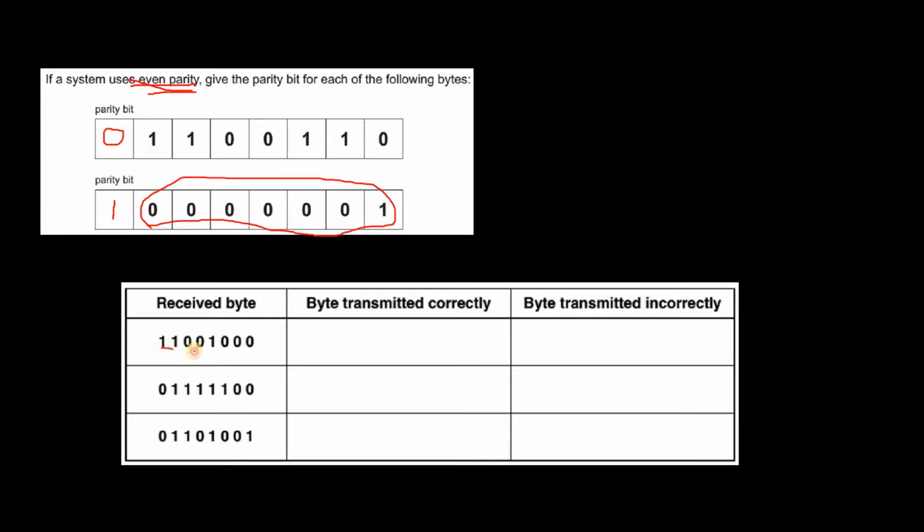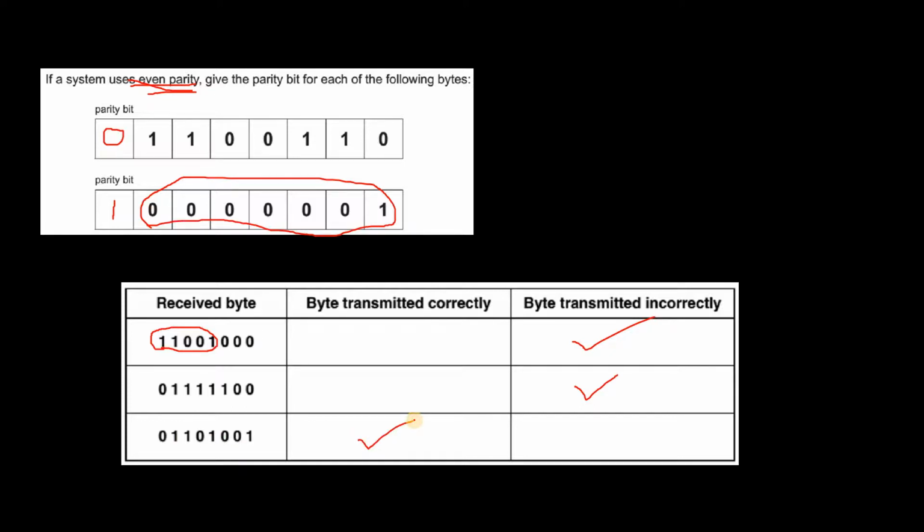How many ones are there? It is 3. Is that transmitted correctly or incorrectly? Yes, it is incorrect transmission because an odd number of ones are there. The system uses even parity check. Next one, 1, 2, 3, 4, 5. Transmitted correctly or incorrectly? 5 is odd. The system uses even, so transmitted incorrectly. The last one, 4 ones, transmitted correctly.